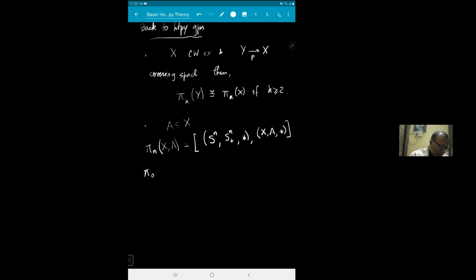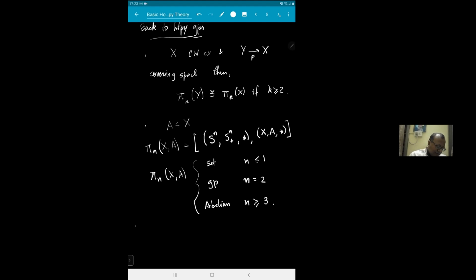Pi 0 is really trivial. Pi 0 and pi 1 are just sets for pairs. So pi n of X comma A is just a set if n is less than or equal to 1. It is a group if n is equal to 2, and it is abelian if n is bigger than or equal to 3. That's the way it looks.